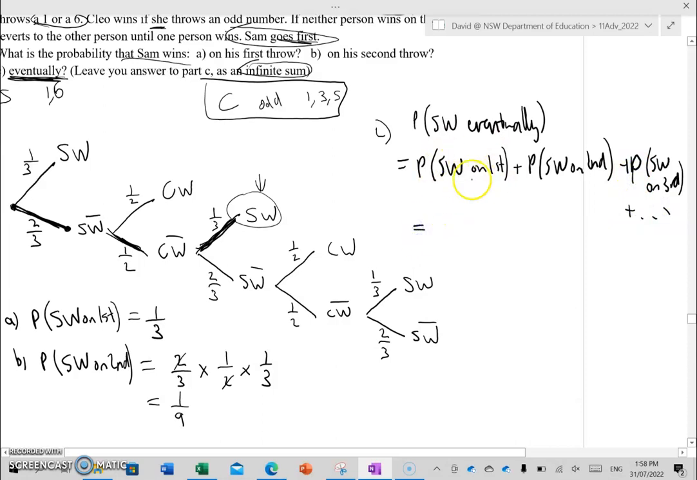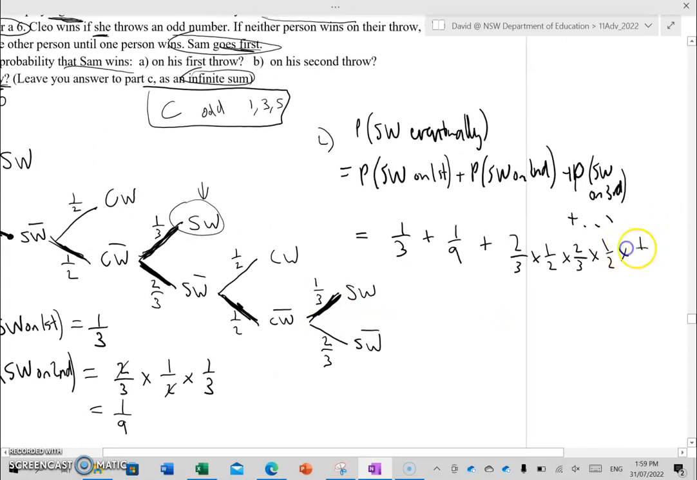So we already know that the probability that Sam wins on first is a third. Part B, we worked out that he wins on the second is a 9th. Let's work out the probability that he wins on his third go. So he's got a not win on his first. Cleo's got a not win on her first. He's got a not win on his second. Cleo's got a not win on her second. And then he's going to win on his third. So that's going to be times a third.